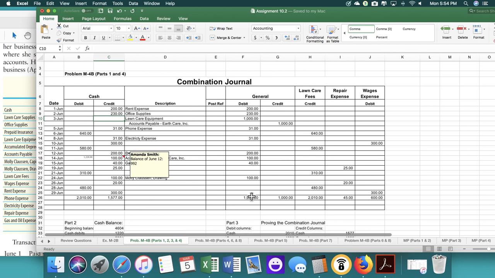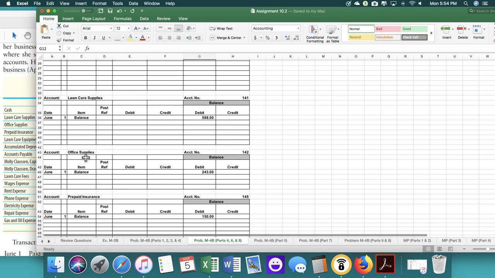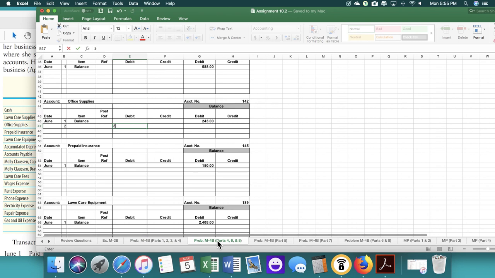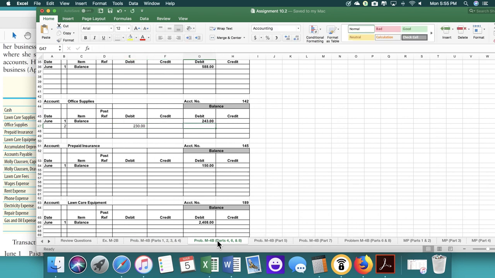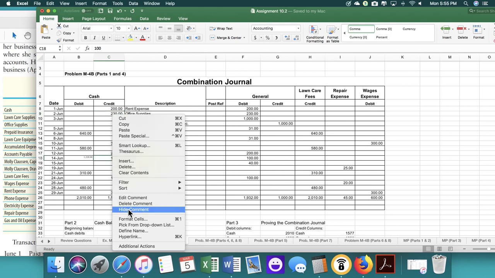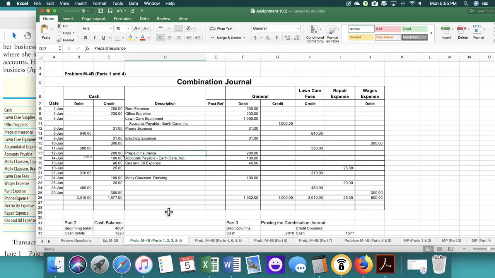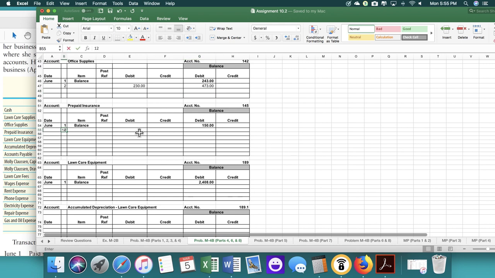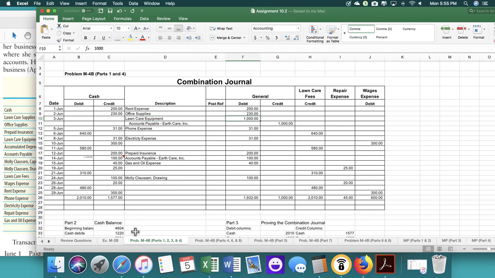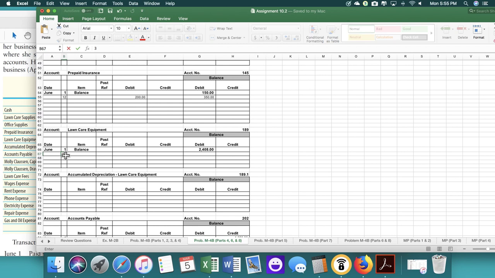So on the 2nd, we purchased office supplies for $230. And so that would be $473. Prepaid insurance. Now I'm going to hide the comment so we can see the screen better. On the 12th, we purchased prepaid insurance for $200. So that's $350. Lawn care equipment. On the 3rd, we purchased $1,000 worth. So that's 3408.